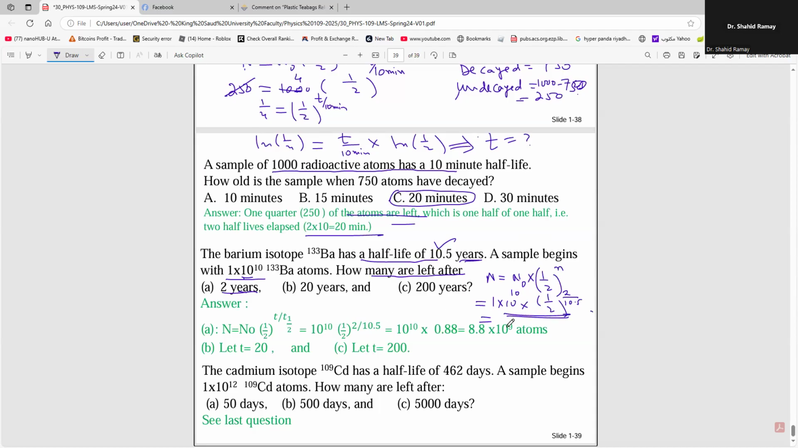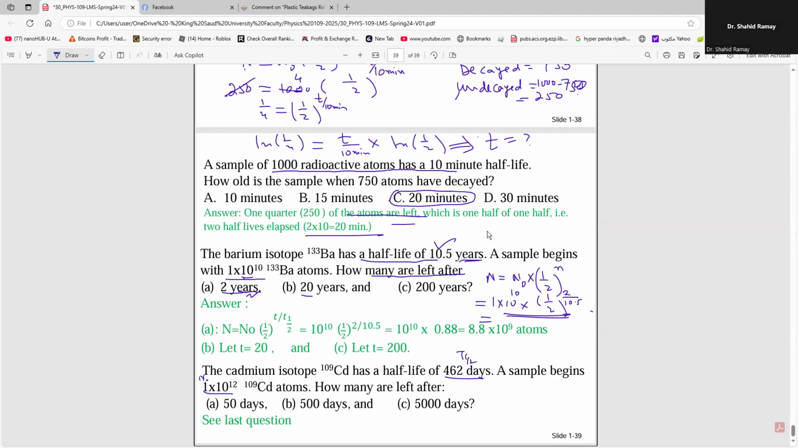So this is the first question, for 2 years. After 20 years, just put here 20 and then solve. After 2000 years, put here 2000 over 10.5 and then solve. So in this way, you can solve this problem. So the last problem is the cadmium isotope has a half-life of this one. So this is your t half value. A sample begins. So this is your N naught value.